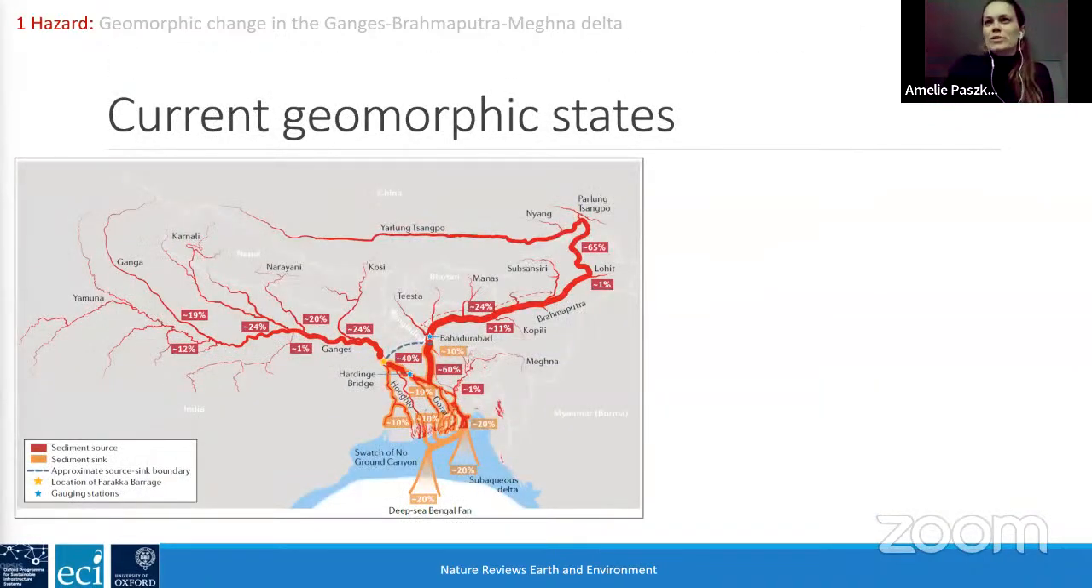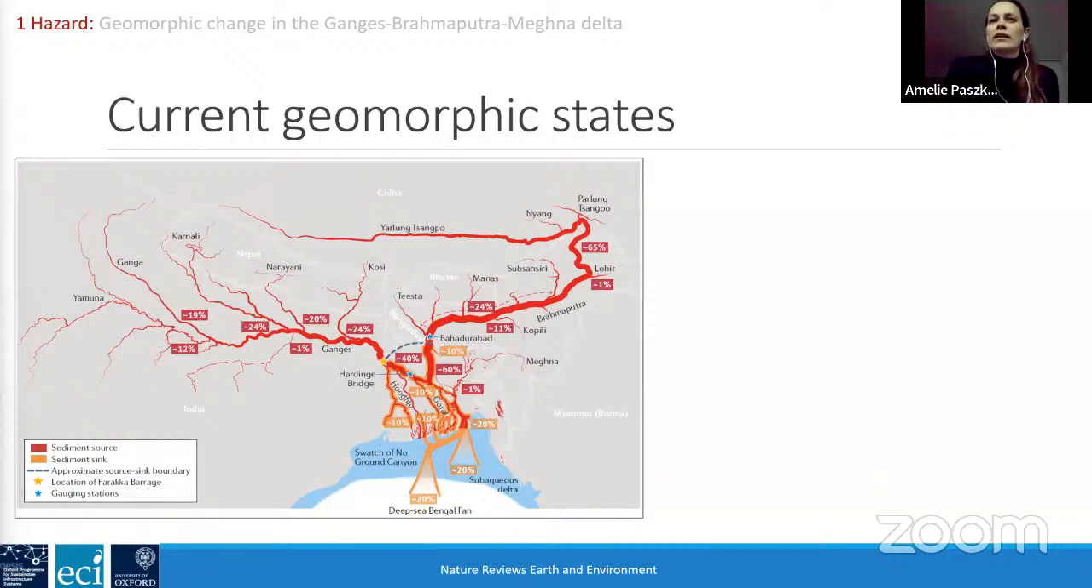And then we move along the DPSIR framework to look at the current geomorphic states in the delta, and I'll just focus for the purpose of the presentation on two main geomorphic states, the first one being sediment influx and distribution. So as many of you know, the influx of sediment to a delta system is the only real natural mechanism that allows it to sustain itself above sea level. So it's quite alarming that the literature is in disagreement about how much sediment is actually entering the GBM system and how this is distributed.